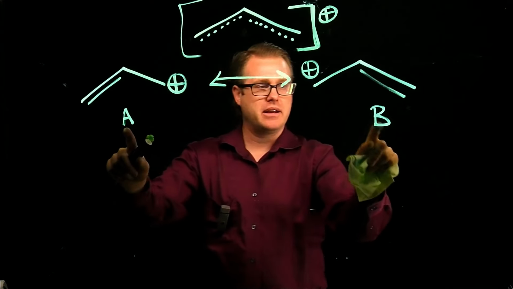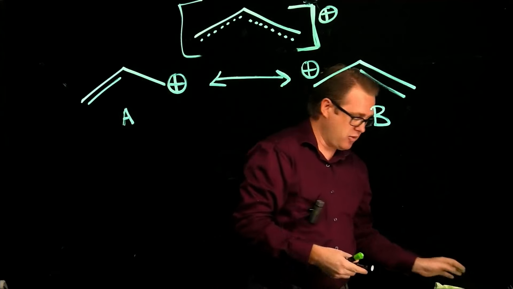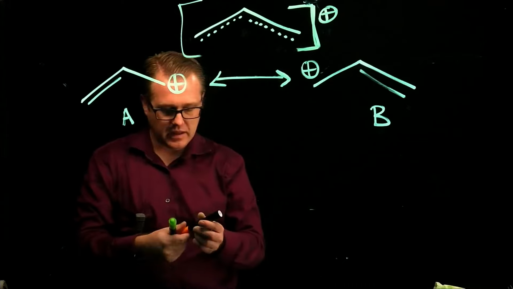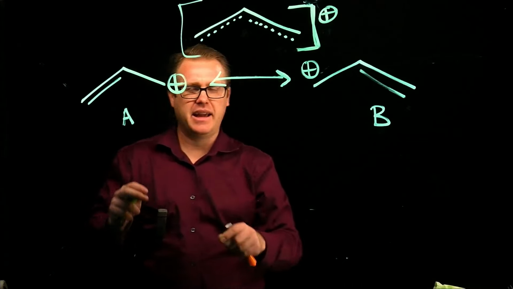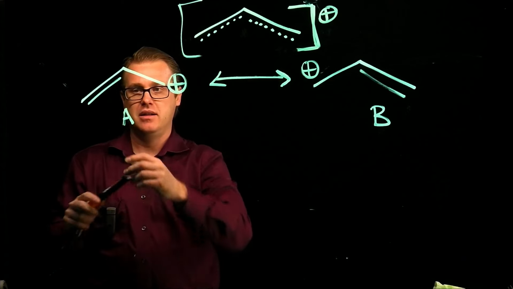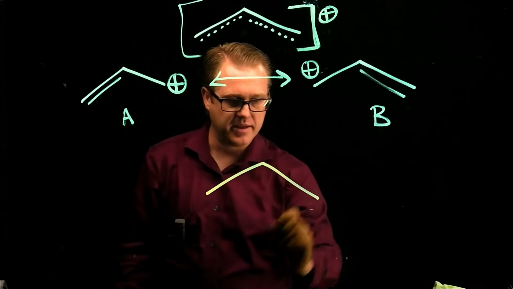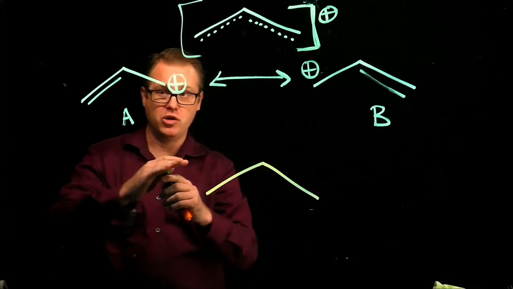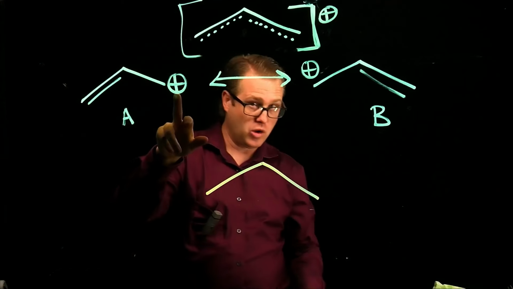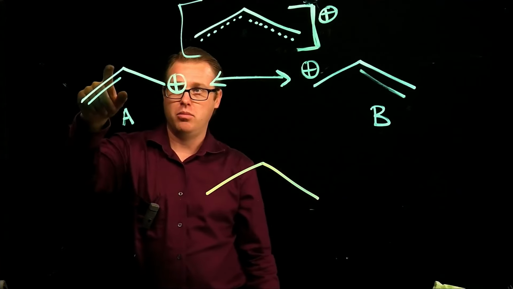When I take a look at the two resonance structures, how do I come up with this? And the way that you do that is you basically ignore the double bonds for the moment. Just find how many carbons there are. And so I'm going to come up with this. See, I'm ignoring the double bonds. I'm ignoring the positive charge. Okay? It's just boom, boom.